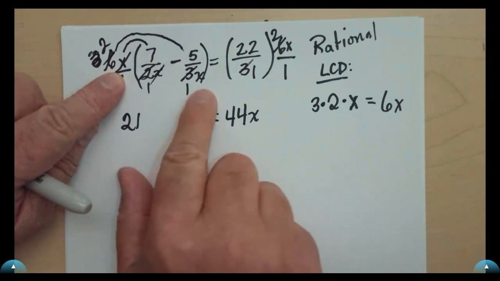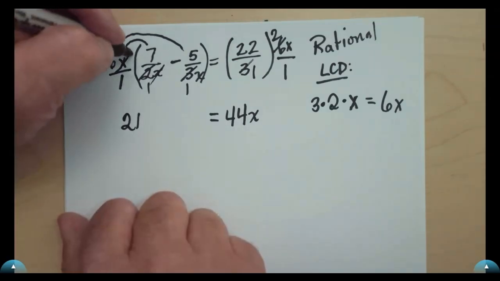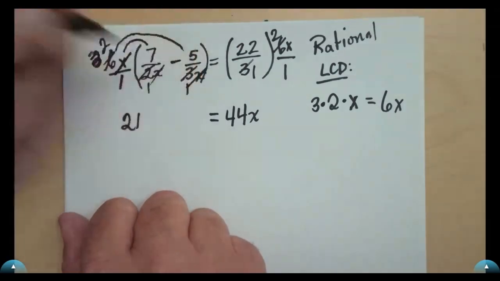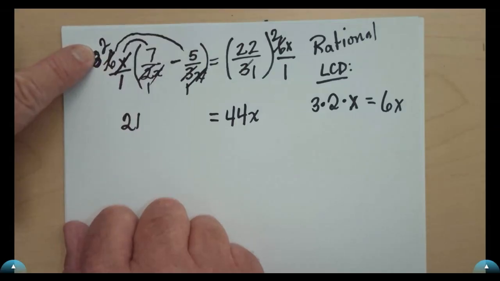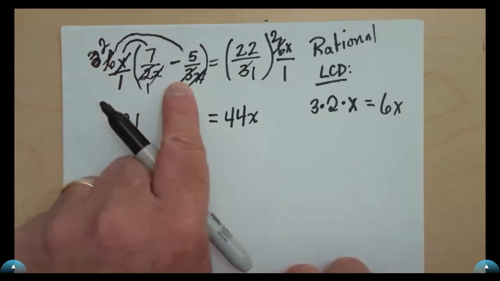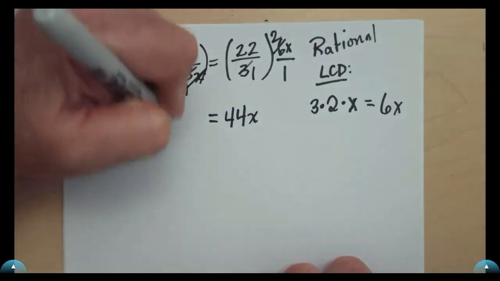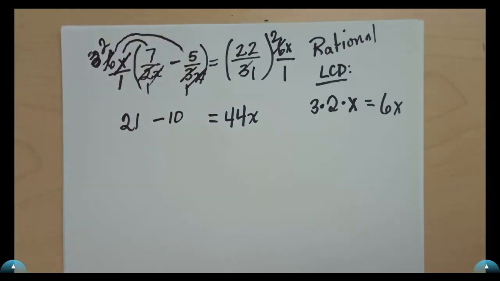And again, we have x's on top and bottom, so that's a common factor we can cancel again. We can cancel that x on top and the x on bottom. And when we do, that literally just leaves us with the number 2 multiplied times the number negative 5. 2 times negative 5 is negative 10. So everybody see what we did to get rid of the fractions?